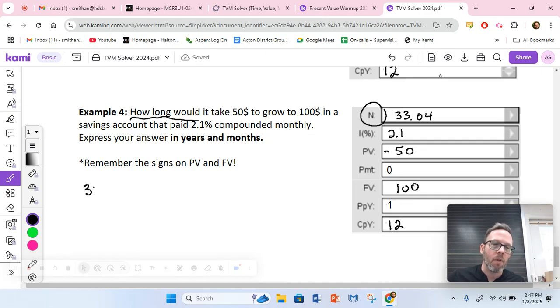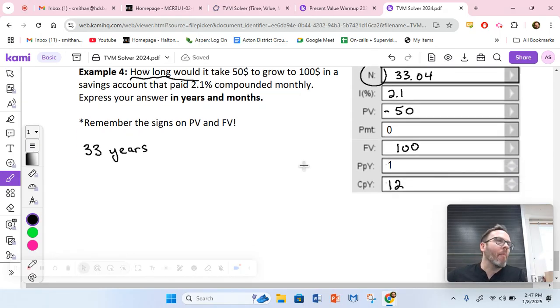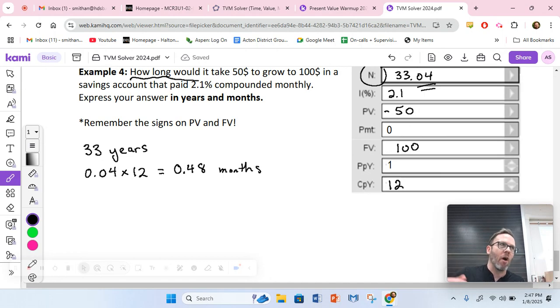So I want you guys to do this with me so you have a template for what to do in the future. 33 years is given, right? That's the whole part. How many months is 0.04 years? Why 0.04? Because that was the extra bit on the end. If you guys multiply that by 12, it's going to give us how many months this is. 0.04 times 12 is 0.48 months. So more specifically, it will take 33 years and 0.48 months to go from $50 to $100.